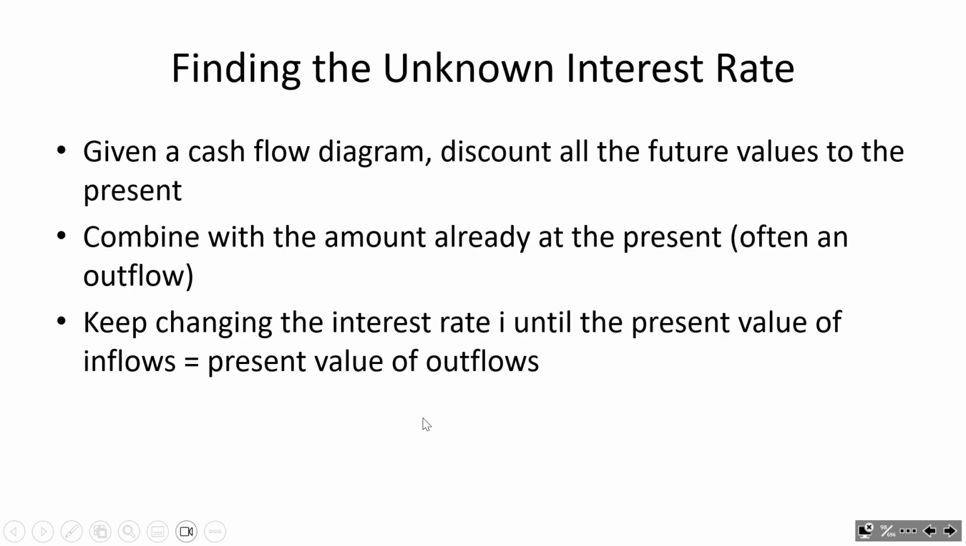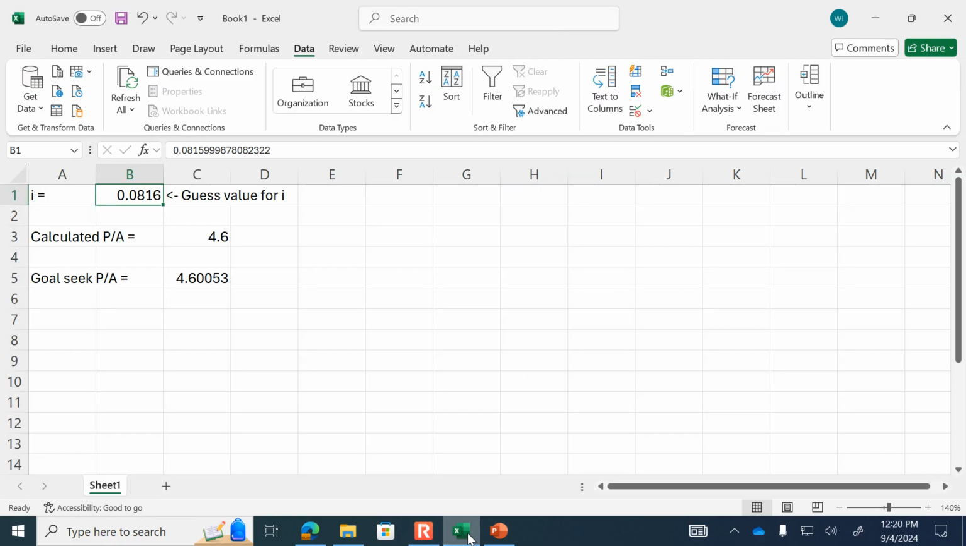So finding the unknown interest rate. All of the values that are in the future, you'll discount them to the present and combine them with the amount that's already at the present and keep changing the interest rate until the present value of the inflows equals the present value of the outflows. So that's what we did with Excel. Let me show you another way.